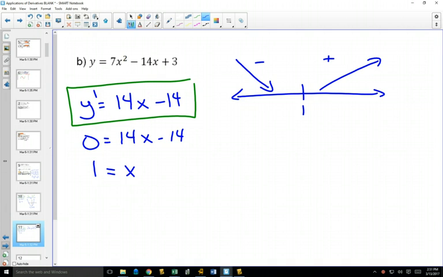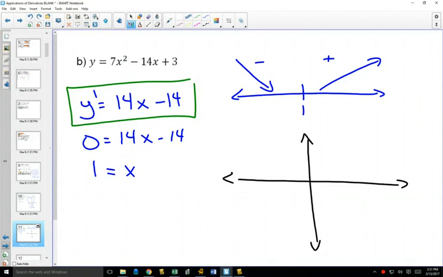But it doesn't tell us about increasing and decreasing. Plugging values into our derivative is going to tell us things about increasing and decreasing. So for this one, as far as sketching our graph, what do we know? We know that our vertex is going to be at 1, and if I plug in 1 for x, I get 7 minus 14 plus 3.